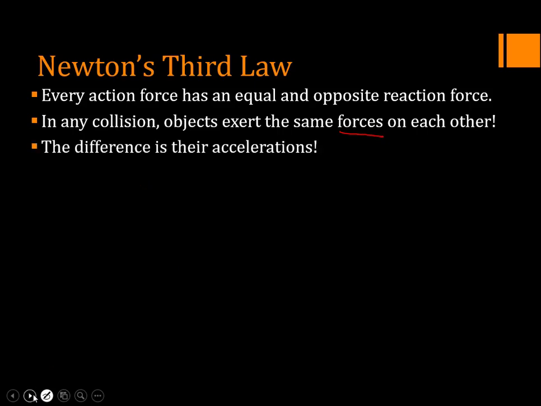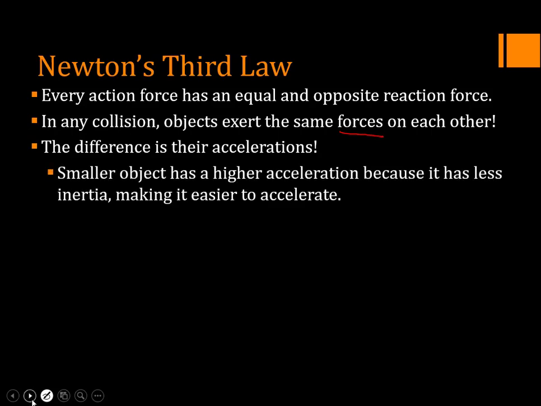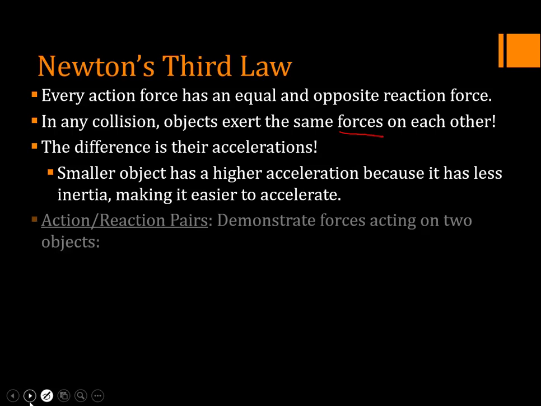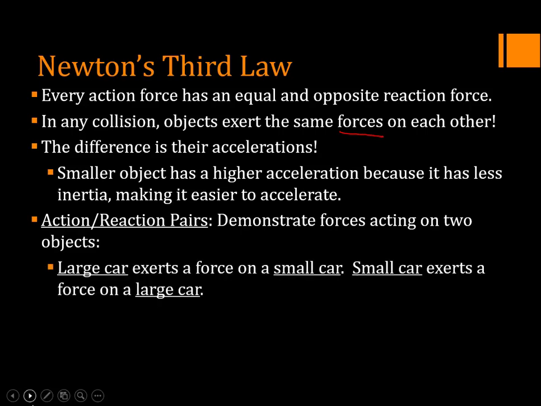Okay? Now, if the objects are different sizes, then they're going to have different accelerations, and that's due to different inertia, right? Smaller objects have a higher acceleration because they have less inertia. So the forces acting are the same, but the one with less inertia is easier to accelerate. Okay? So there are two objects in action-reaction pairs. If you had a car collision where a large car hits a small car, they exert the same amount of force on each other, but the large car has more mass, so its acceleration will be less. It has more inertia. It's harder for its motion to change.